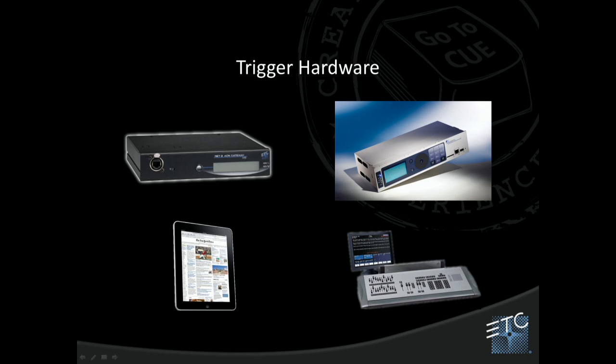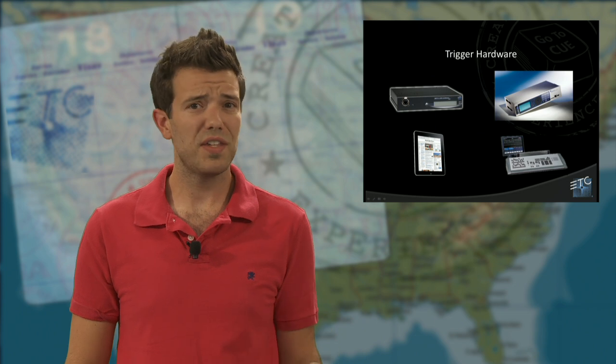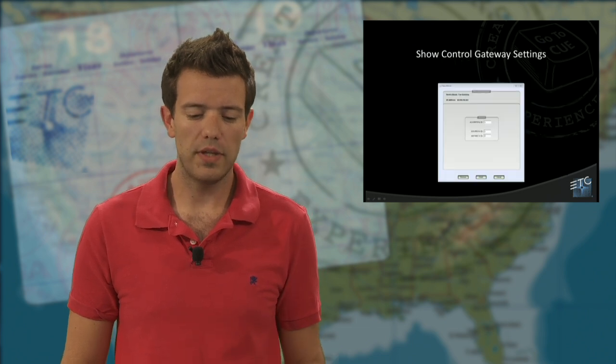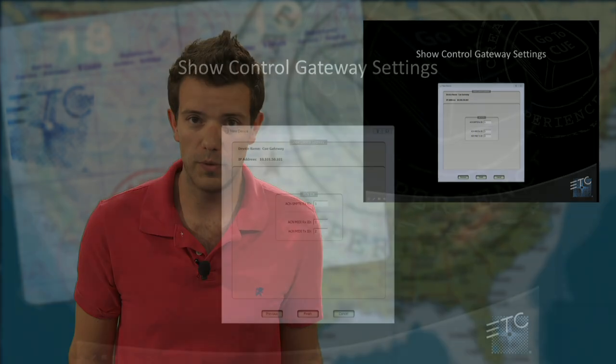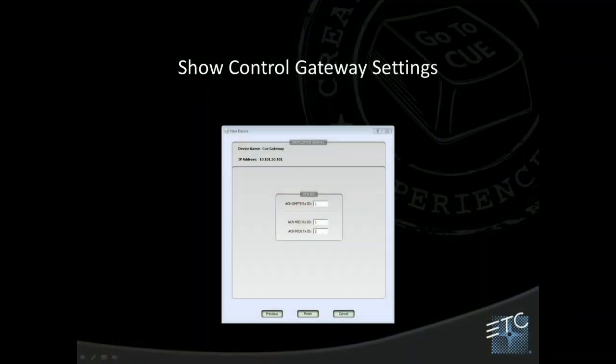So when we talk about different triggers that we can use in the desk, we have a couple of different options for that. The first object that we would need to have triggers is that same gateway that we had before, that same show control gateway. With that gateway, we have similar settings like we had before, except instead of using SMPTE, this time we'll be using MIDI.